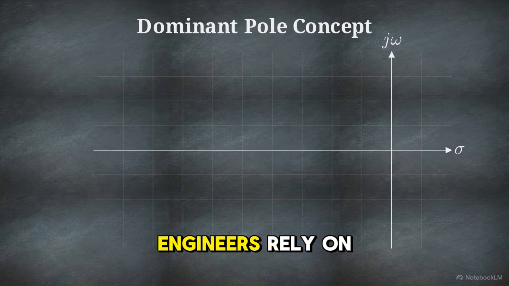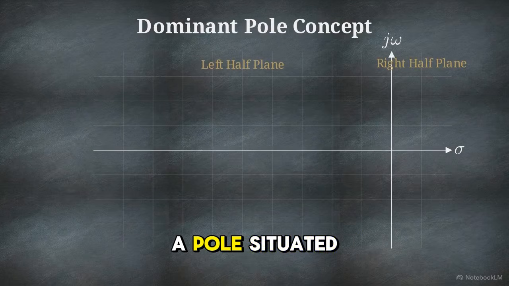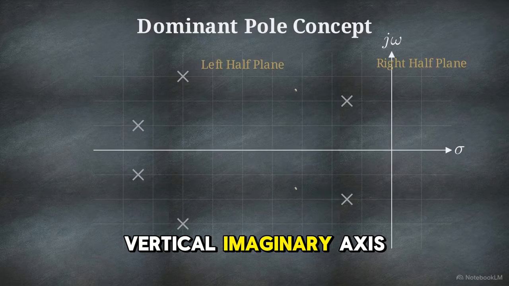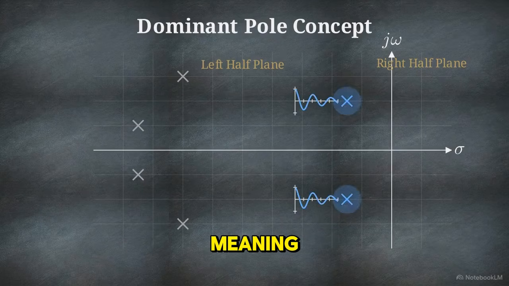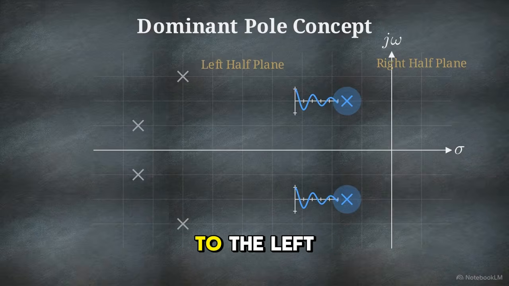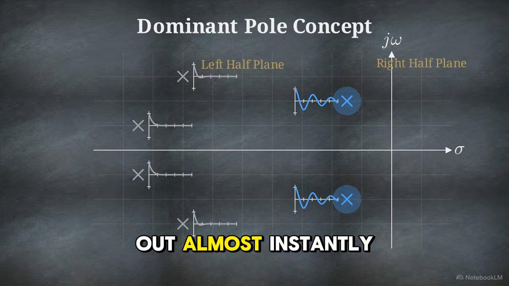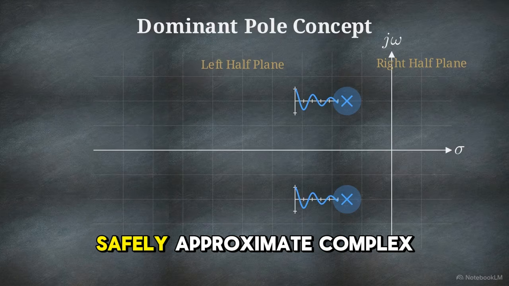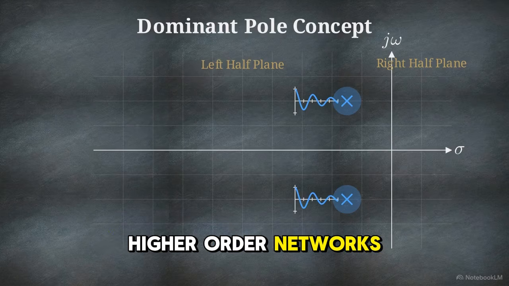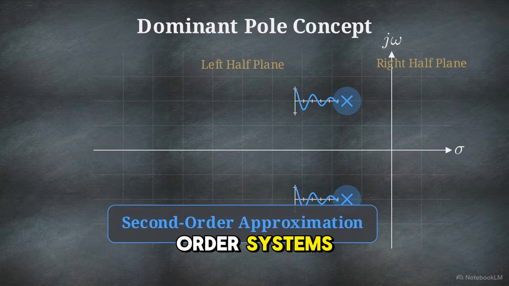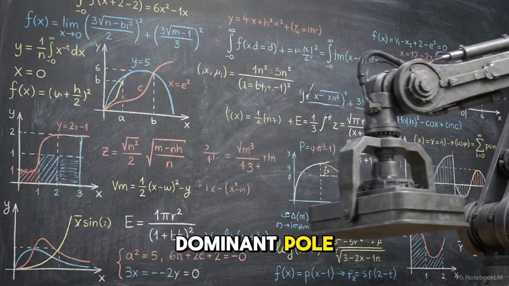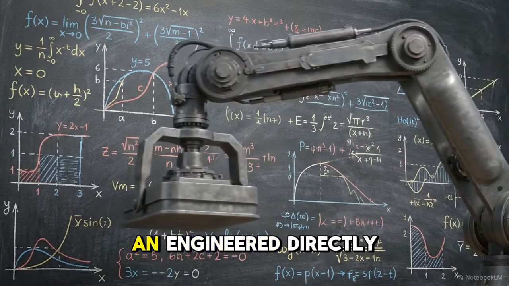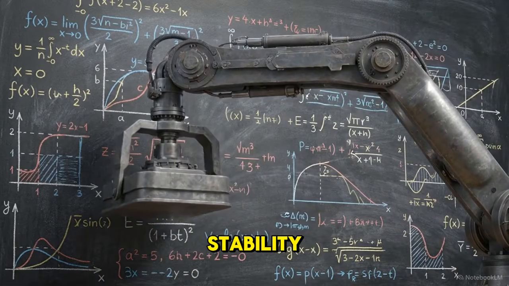When dealing with massive, highly complex equations, engineers rely on the dominant pole concept. Poles situated closest to the vertical imaginary axis decay the slowest, meaning their behavior dominates the entire physical response. If the remaining poles sit far to the left, their transient effects die out almost instantly. This mathematical reality allows engineers to safely approximate complex higher-order networks as manageable second-order systems.